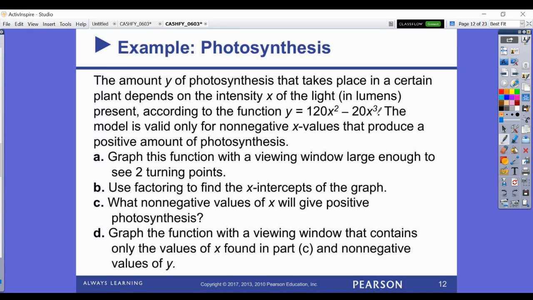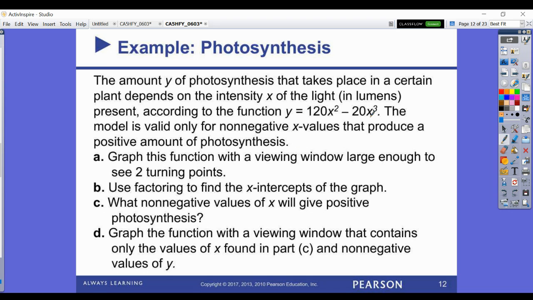This model that we have here, this equation that they gave us, is valid only for non-negative x values. So we have to have positive lumens, and also that produce a positive amount of photosynthesis. So we also need to have positive outputs. So our x's and our y's all have to be positive. That means we're only going to be looking at quadrant 1 of this graph once we see what it looks like. So for part A, first thing we're going to do is graph this.